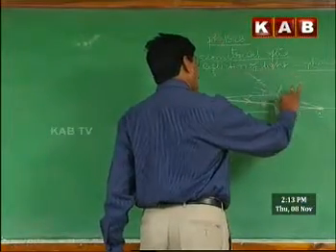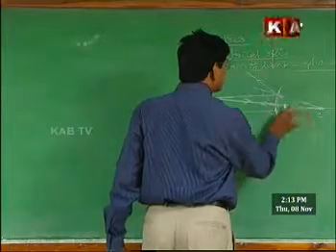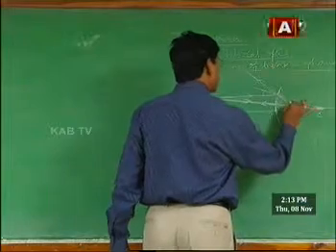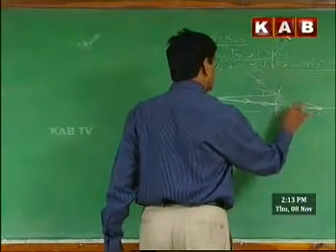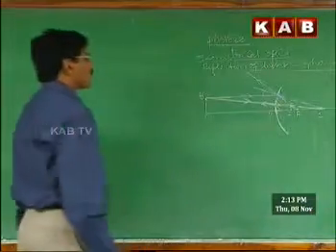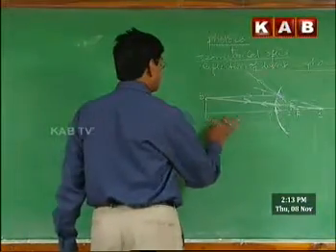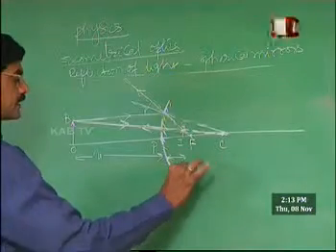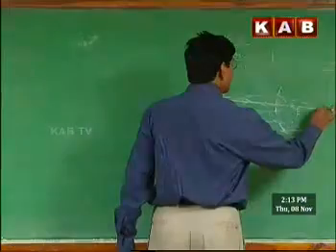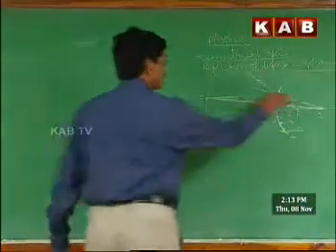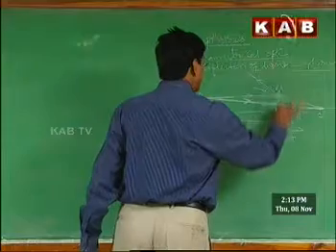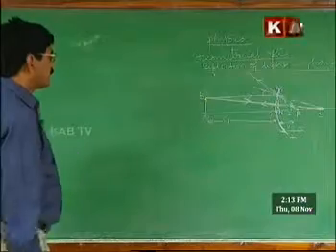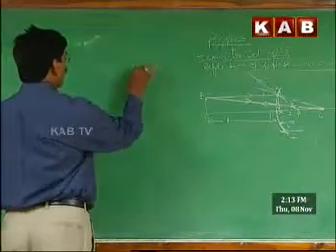When extrapolated, this cuts the principal axis at this point. So, where these two extrapolated lines meet, that is the image. Therefore, this distance is the object distance, this distance is the image distance, this is the focal length, and let the point A be here and the normal at this point be N. AN is normal.